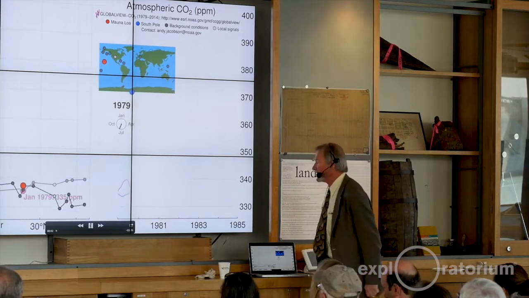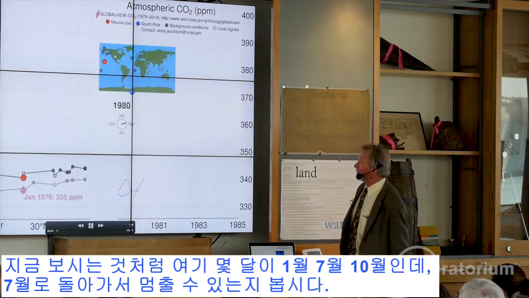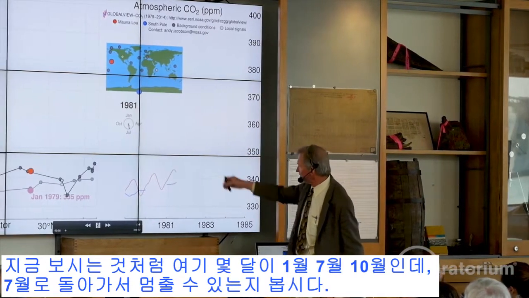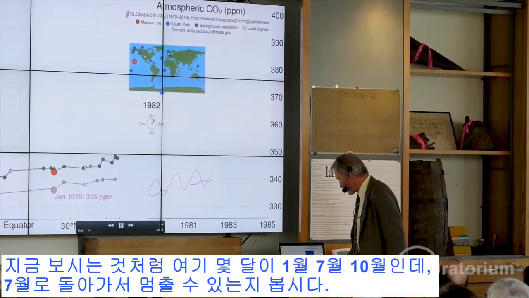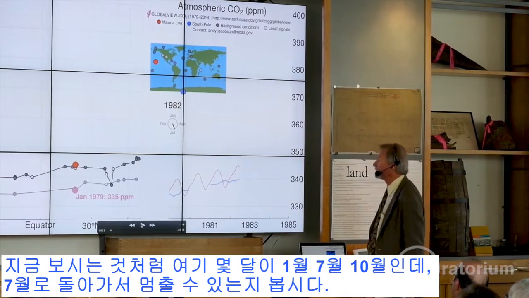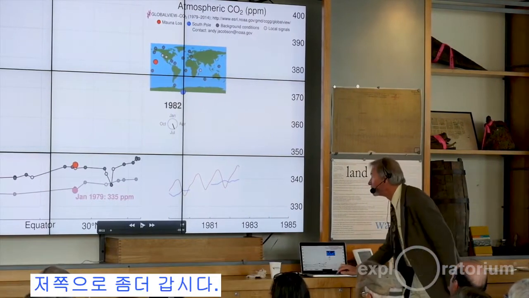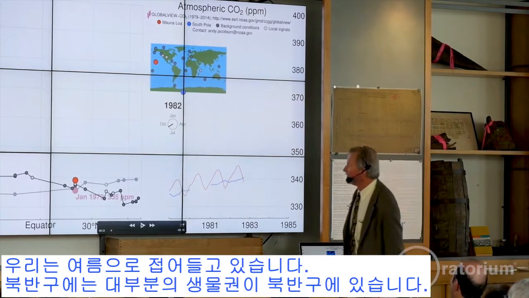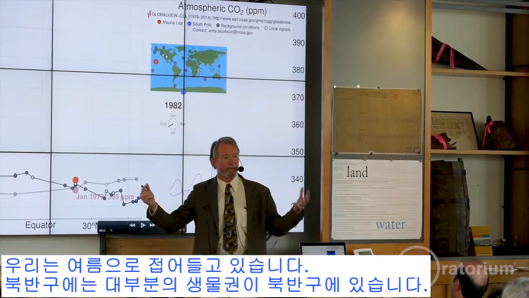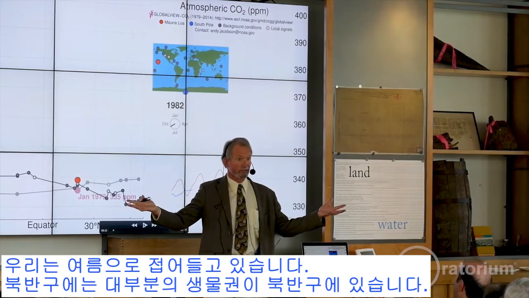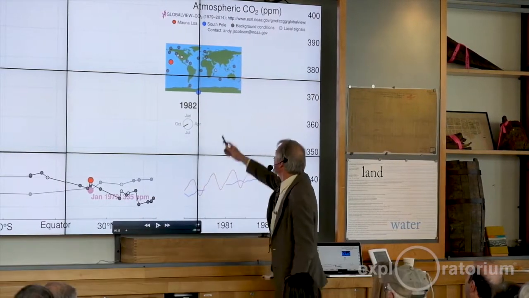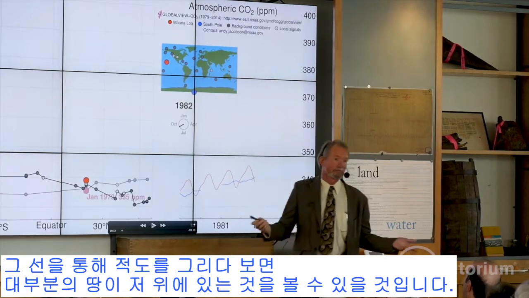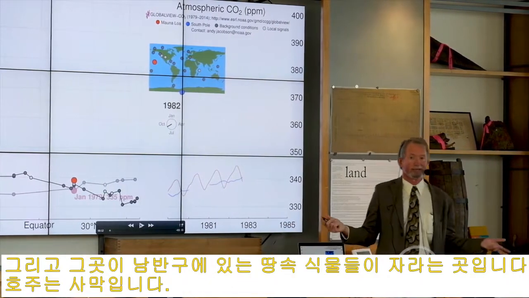Yes. Okay, so now as you see this, if you watch the months here, it's January, July, October. Let's go back to July and see if we can stop it. Okay, a little further. Right there. Okay, we're getting into the summer. The northern hemisphere has plants. Most of the biosphere is in the northern hemisphere. Draw the equator through that line, you'll see most of the land is up there. And that's where your terrestrial plants are all growing.